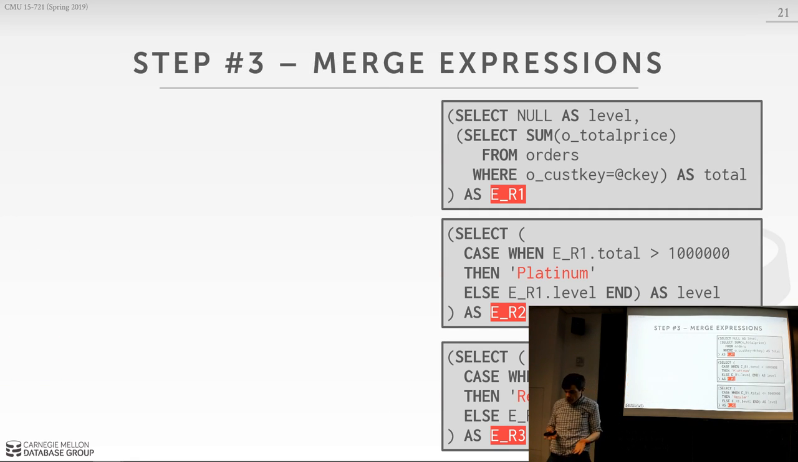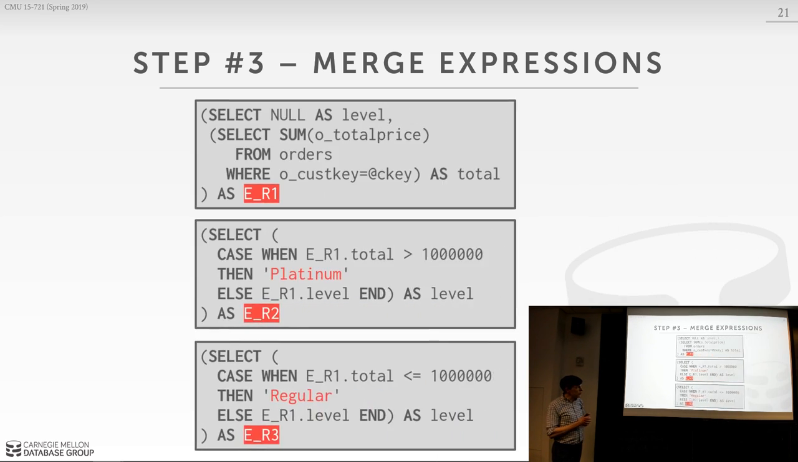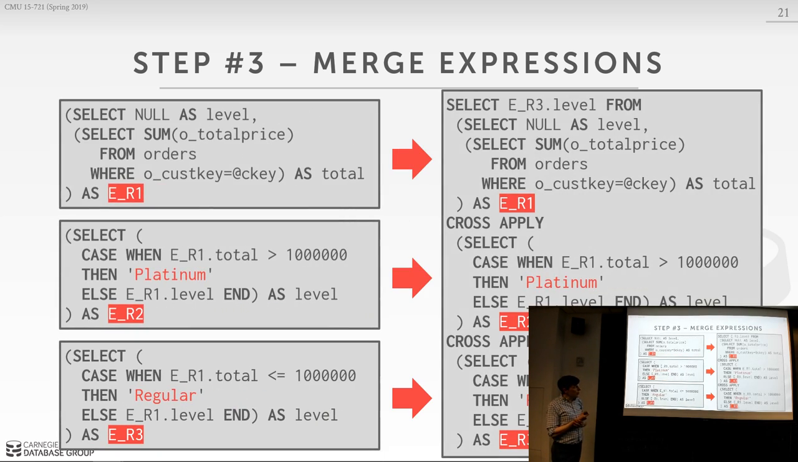All right, so now we have a bunch of these select statements for each of our regions. So we want to merge these together. This is where the lateral join operator, or the cross apply from SQL Server, comes together.